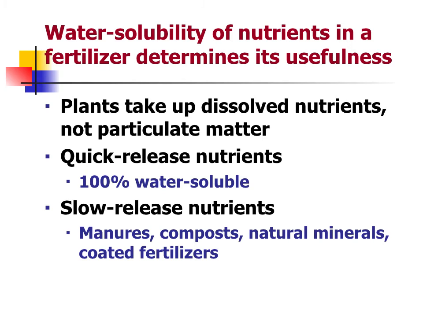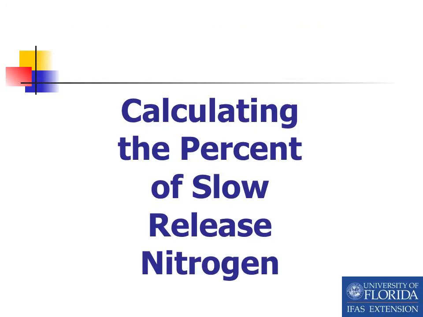Water solubility of nutrients in a fertilizer determines its usefulness. We've seen this slide before. Sometimes we want to get this into the plant quickly because it's very deficient. Other times we'd rather it be allocated over a period of time, especially during heavy rains, so it's not washed through or leached through the system. Most of our fertilizer recommendations will say use between 30 and 50% slow release nitrogen or fertilizers. You've got to do some calculations to calculate the overall percentage of nitrogen that is in a slow release form in the product.